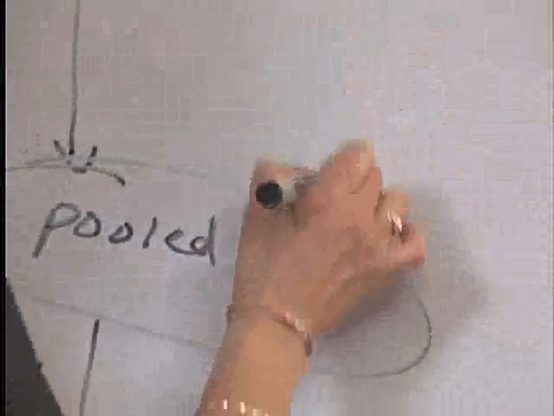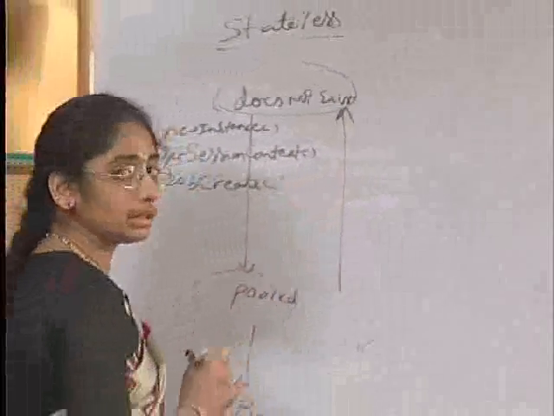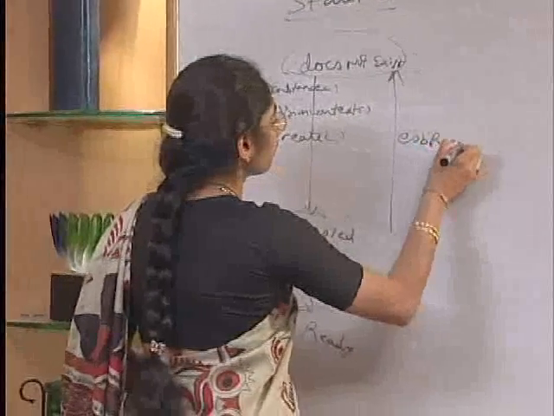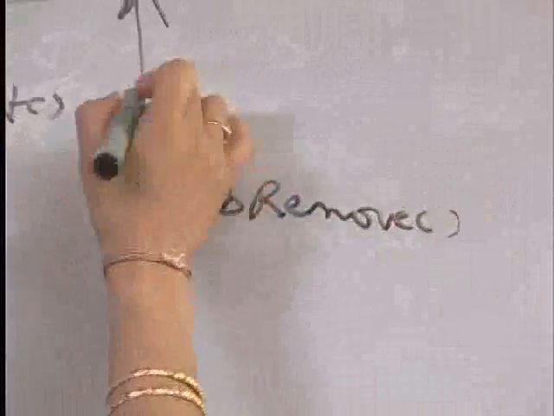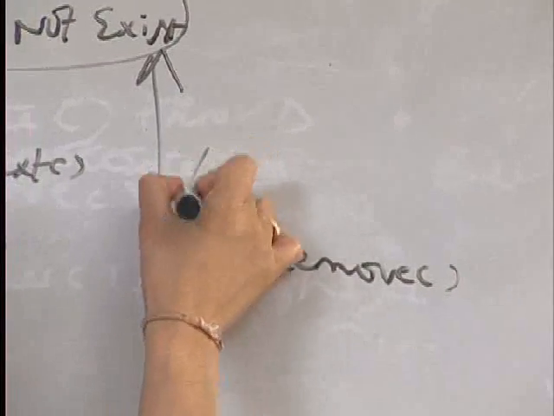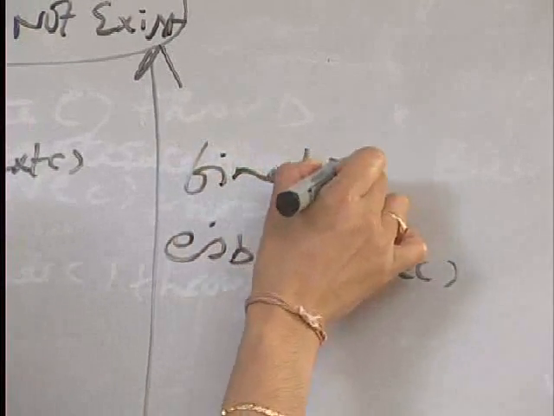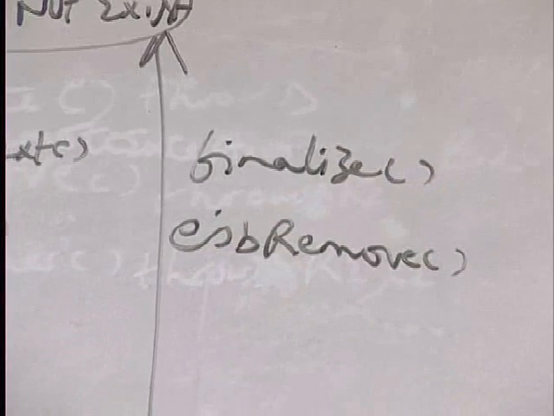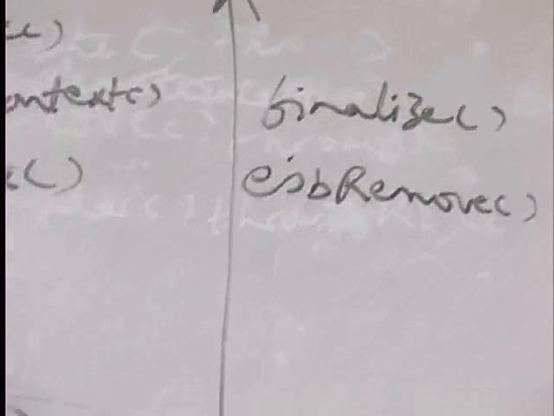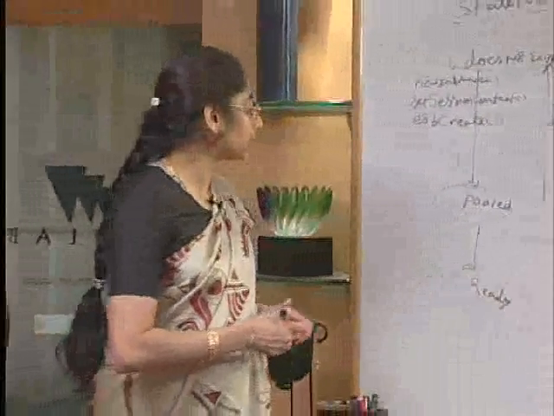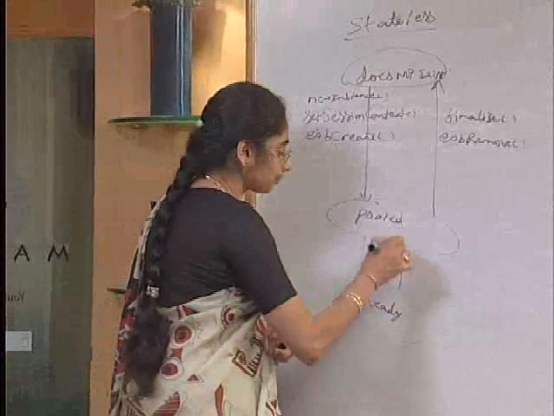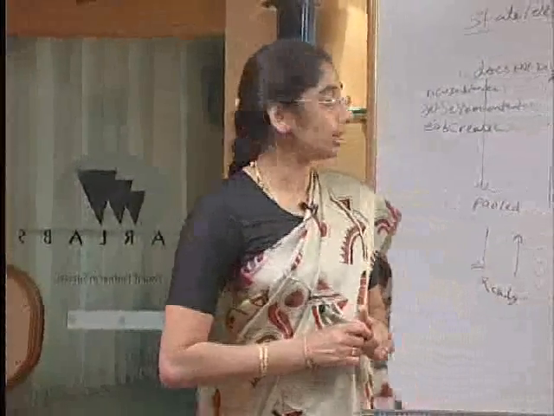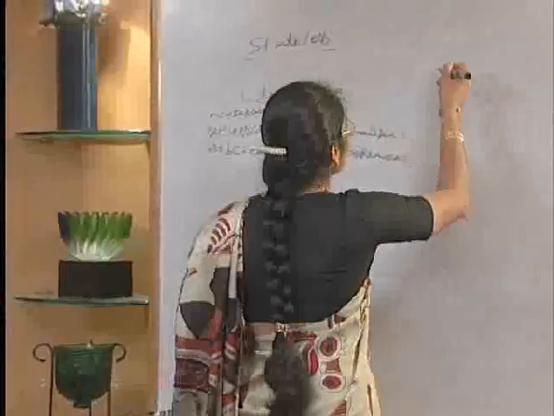To move from a pooled state to a does not exist state, EJB remove and finalize methods are called. This is the life cycle of a stateless session bean. Now let's look at what exactly happens here.